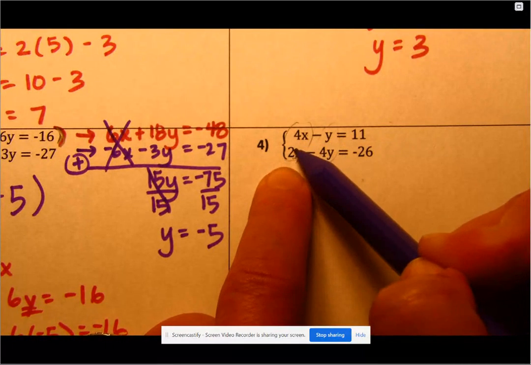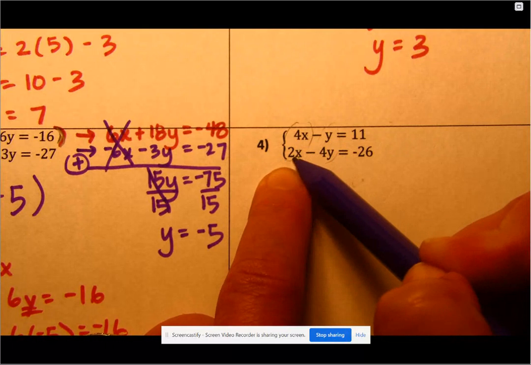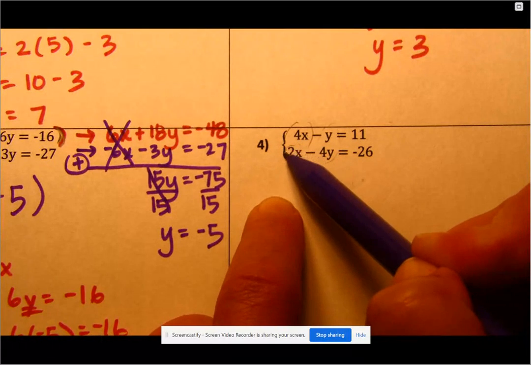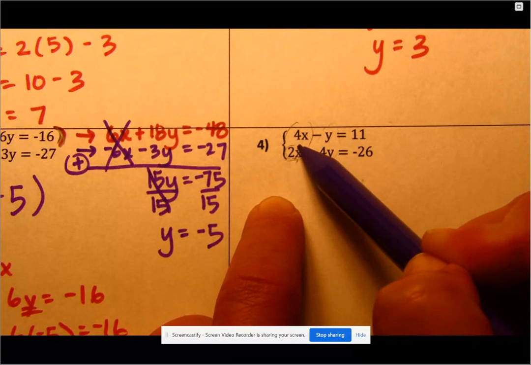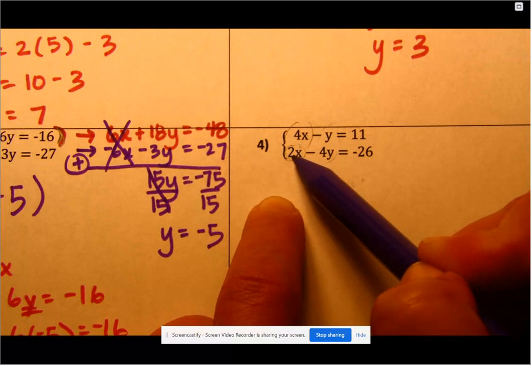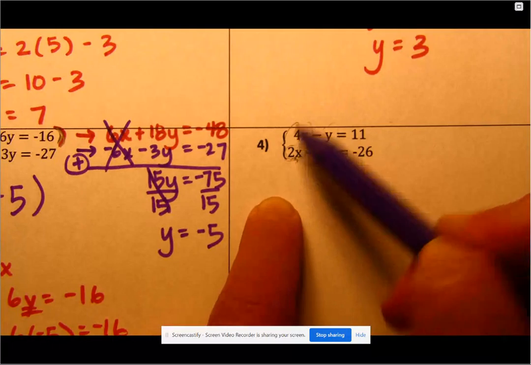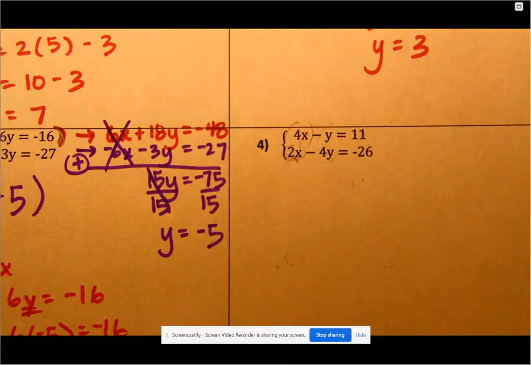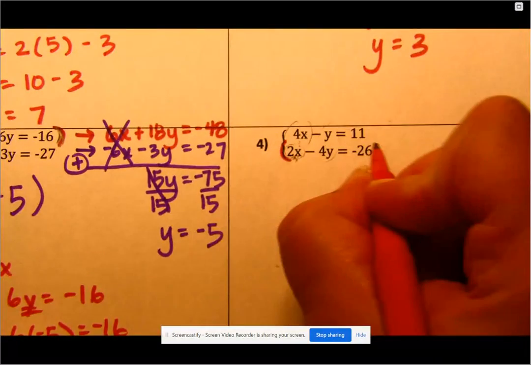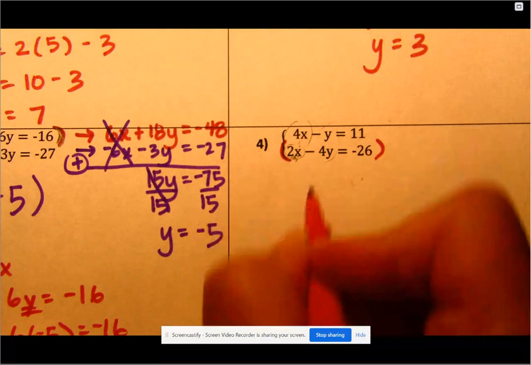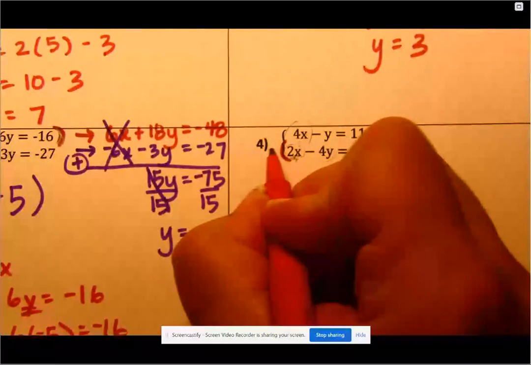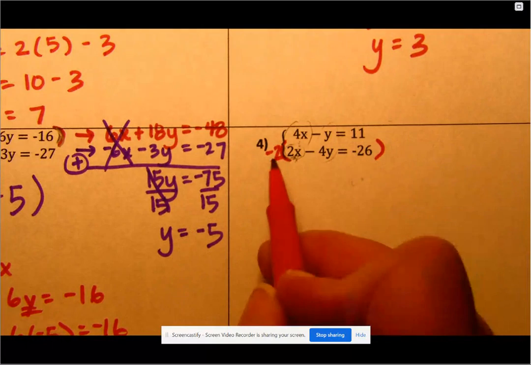So then I'm asking myself, what do I need to multiply 2 by to make this term a negative 4x? I need to multiply this by a negative 2. Then it'll make it opposite of this. There's a little bit of pre-thinking that goes into it. You have to think of your factors. You have to think of your multiples, right?